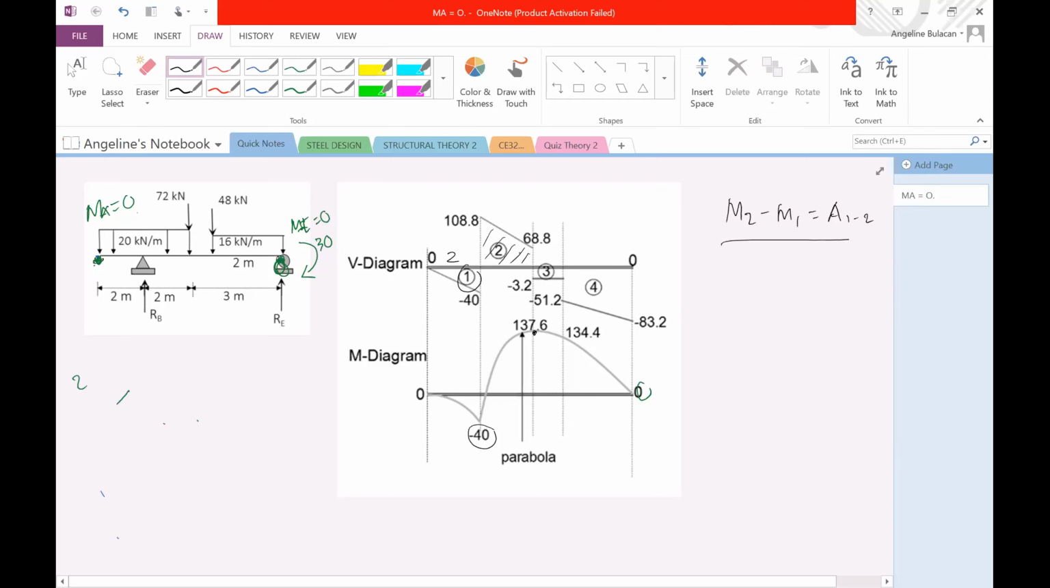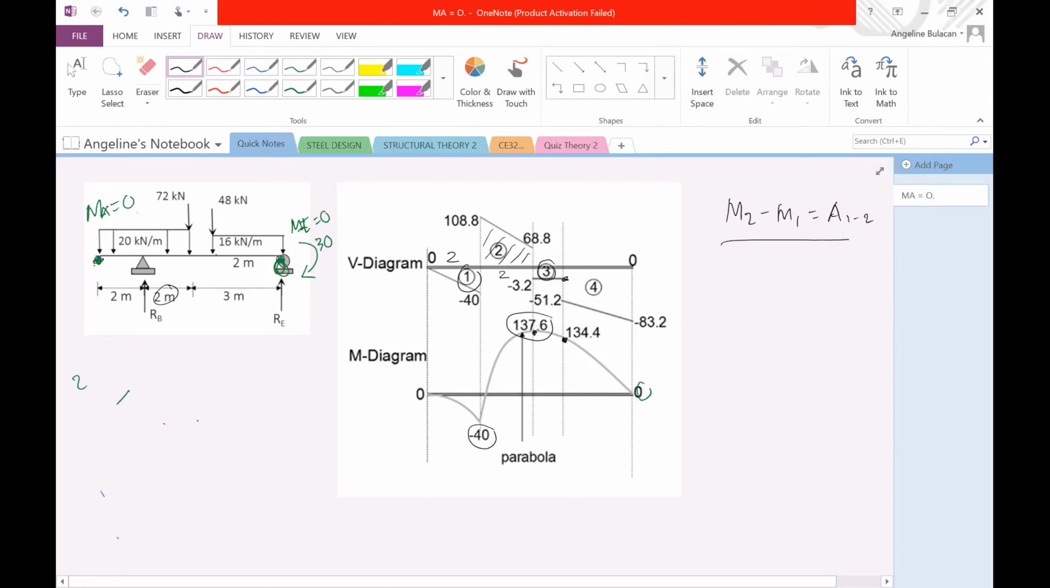So, negative 40 plus area of a trapezoid, 108.8 plus 68.8 divided by 2. Di ba? Trapezoid. I-average mo muna, times the distance, which is 2 meters. Times 2 equal to, if you have a calculator, mas better na sundan nyo ako para makuha nyo yung pag-solve. So, yan, 137.6. Tapos, to get this moment here, we have 137.6. Huwag nyong aalisin sa calculator nyo, ha? We have 137.6 plus area 3.